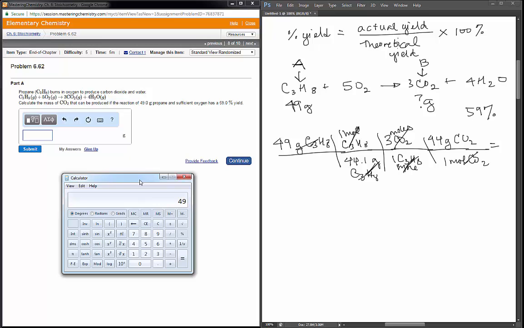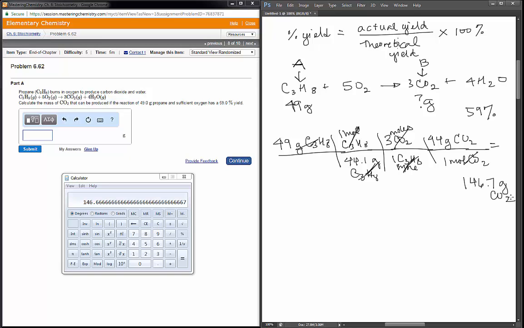So 49 grams of C3H8 divided by 44.1 grams of C3H8 in a mole of C3H8 multiplied by 3 moles of CO2 in every 1 mole of C3H8, and then multiplied by 44 grams of CO2 in a mole of CO2 gives me a theoretical yield of 146.7 grams of CO2.